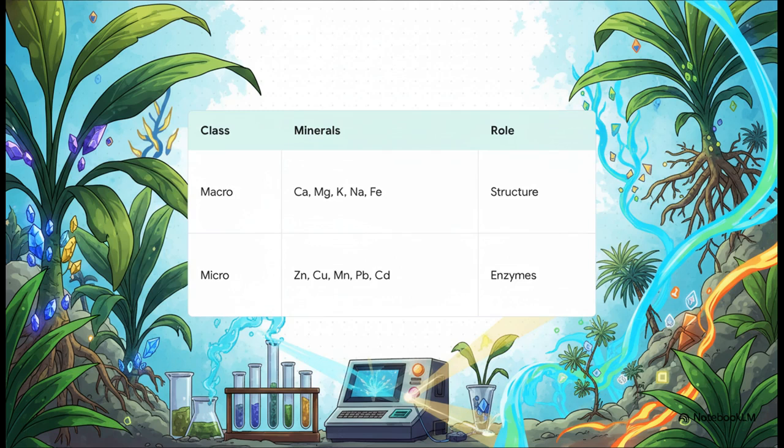But on the other hand, we have our microminerals, or trace elements, like zinc, copper, manganese, and even potentially toxic heavy metals like lead and cadmium. These guys operate totally behind the scenes, acting as crucial cofactors in enzymatic reactions and complex signal transduction pathways. So to truly understand a plant's health, or say its potential toxicity to whatever ends up eating it, we absolutely have to extract and quantify the exact concentrations of these specific elements.